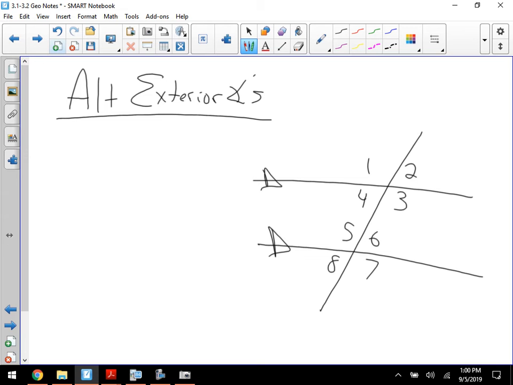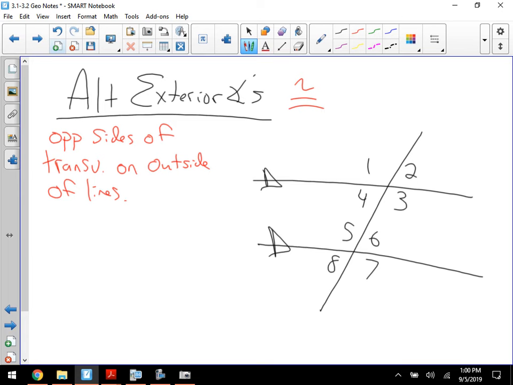It's the same definition. Opposite sides of the transversal, on the outside of the lines. And lo and behold, they are also congruent. 1 and 7. 2 and 8. Walking through definitions.